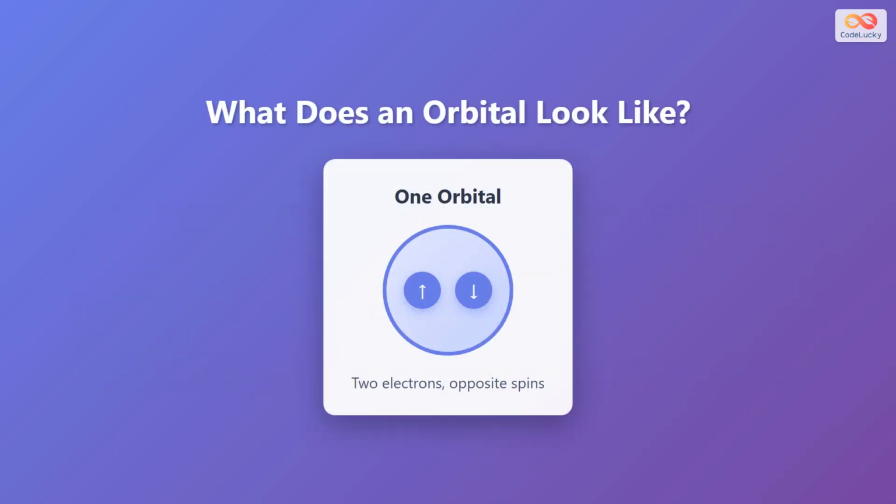Think of an orbital as a region of space around the nucleus where electrons can be found. Each orbital is like a container that has room for exactly 2 electrons. These 2 electrons must spin in opposite directions. One electron spins up, represented by an upward arrow, and the other spins down, represented by a downward arrow.